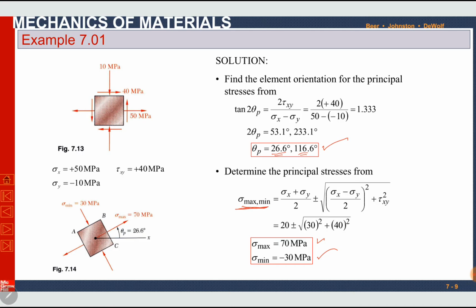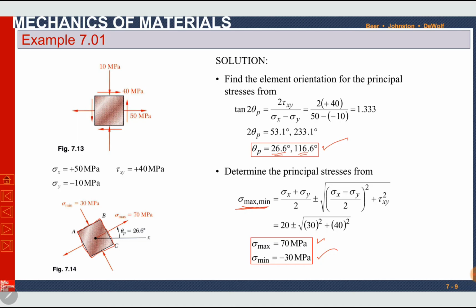Once we have found sigma maximum, sigma minimum and theta p, we have to draw this element. It is necessary, remember it. If in your exam or in your quiz, it is asked to find principal stresses and principal plane, after that you have to draw this element. So theta p is positive 26.6 degree. So in counterclockwise direction, we will draw an element, this element, and sigma maximum and sigma minimum are principal stresses, so it means they are normal stresses. Sigma maximum is 70 megapascal, sigma minimum is 30 megapascal.